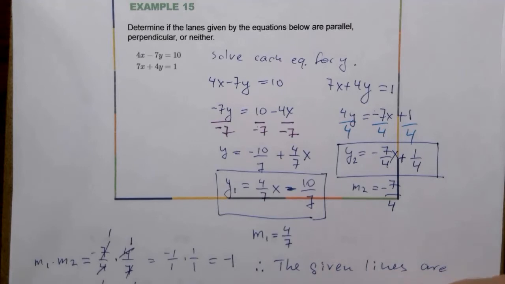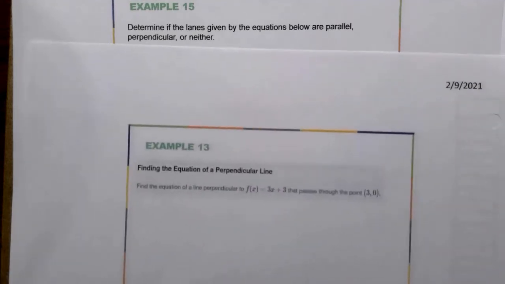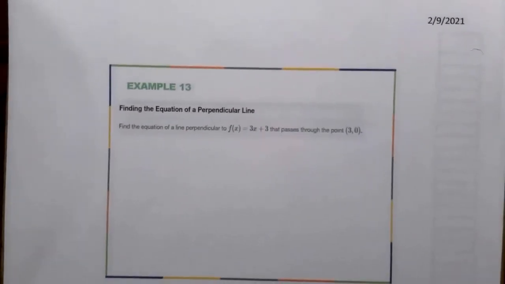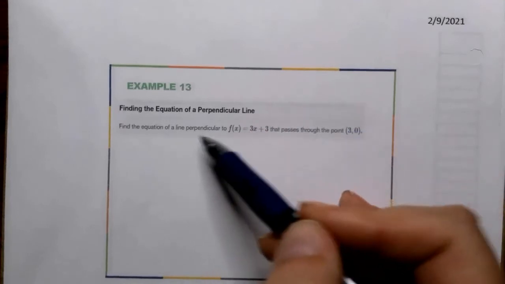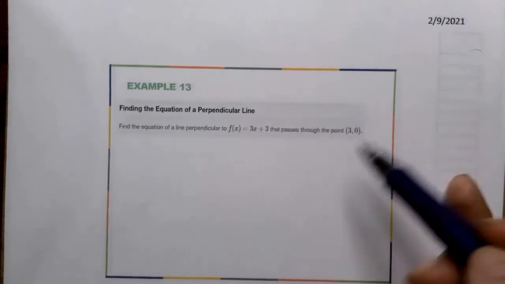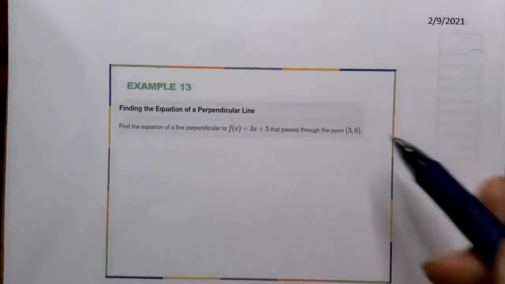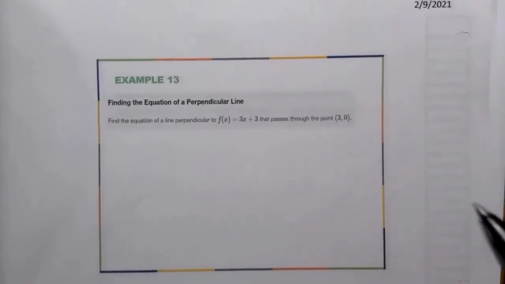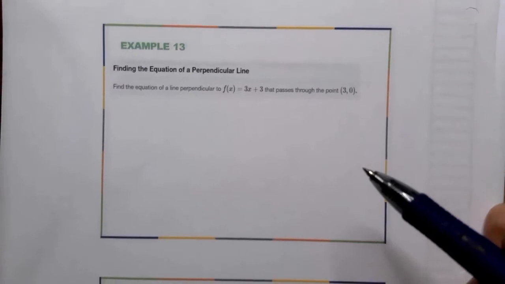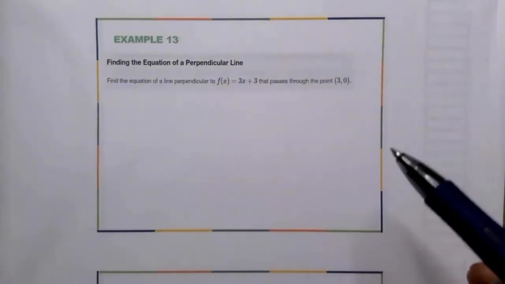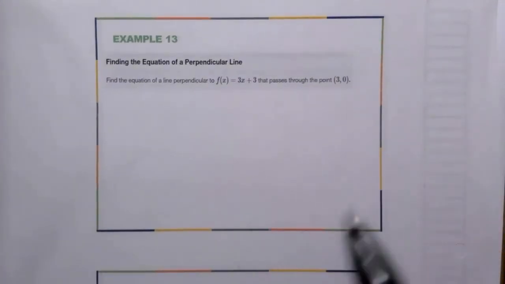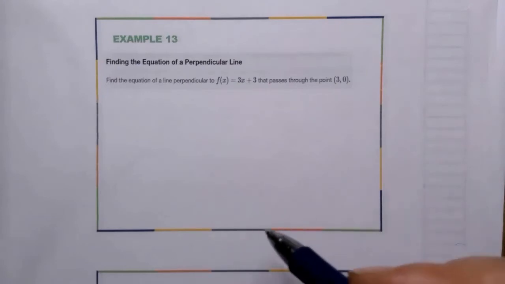So that's how you check. Now let's talk about what you do if you need to write an equation of a line that's parallel or perpendicular. So that's our example 13. Find the equation of the line perpendicular to this one that passes through the point. So guys, remember this. In order to write the equation for any line, all you need is the slope and a point. Slope and the point will do that.